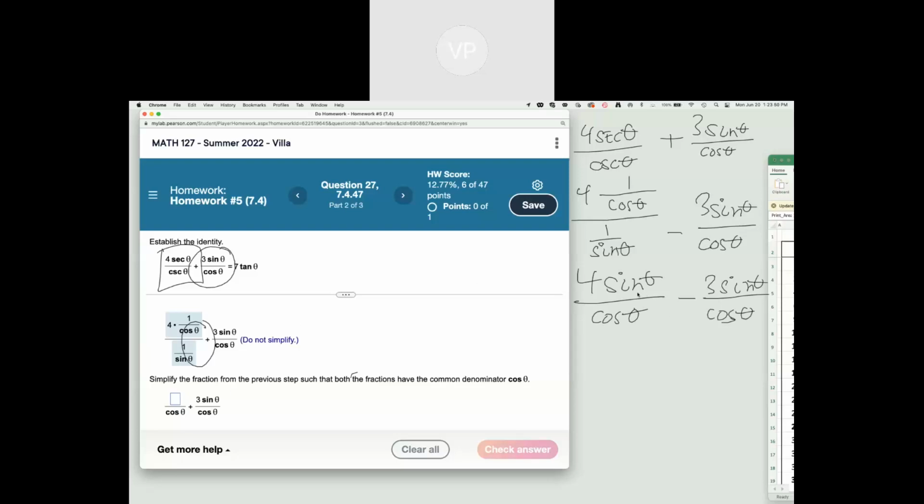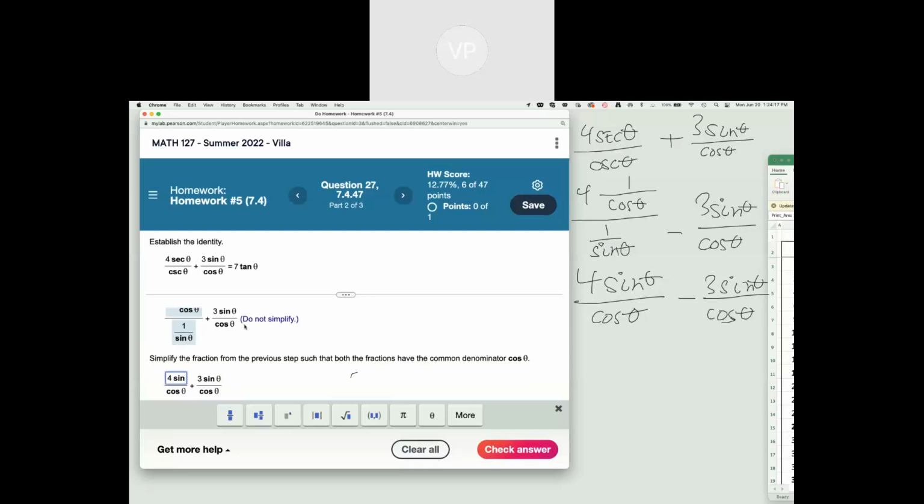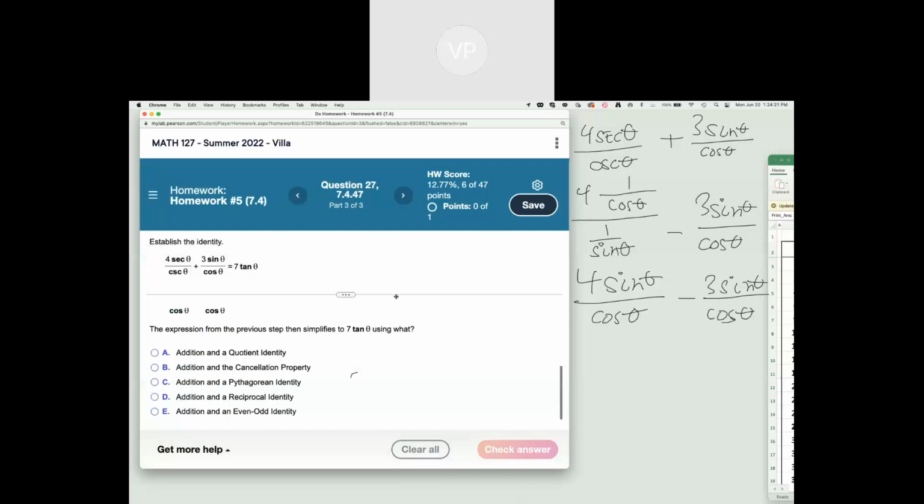So now we have all this here, and this is going to help us with the next step that we're doing. Okay, next part, they want you to simplify the fraction from the previous step such that both fractions have a common denominator of cosine theta. Okay, so this might have been the way they wanted it to be. We see it because the next step is they wanted just one fraction of cosine. That's what I did right here. So we were actually in good shape that we did it the way we did it. And there we have that.